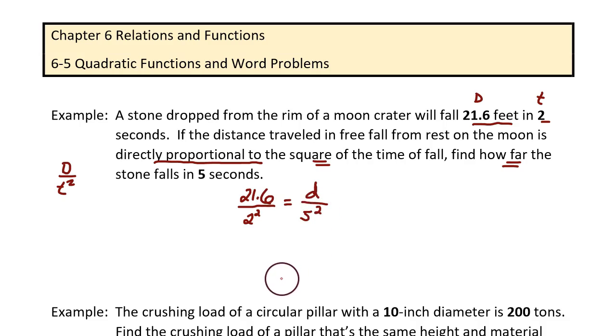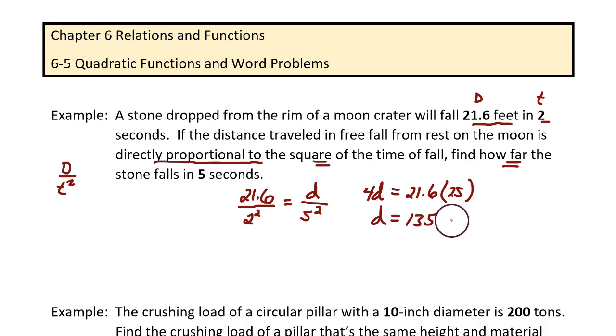Solve this using cross multiply. 2 squared times d can be written as 4d. The other diagonal is 21.6 times 5 squared, which is 25. Divide both sides by 4 to get the letter d alone. And the answer is 135. And the distance is being measured in feet. So in 5 seconds, an object would fall 135 feet on the moon.